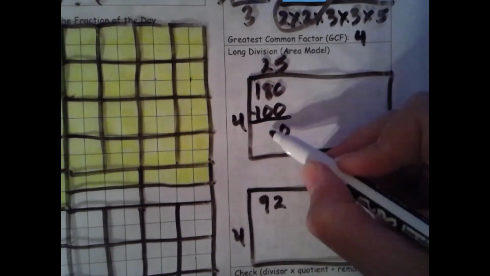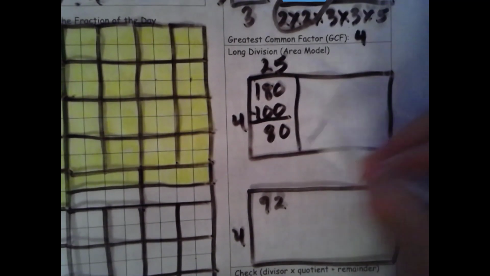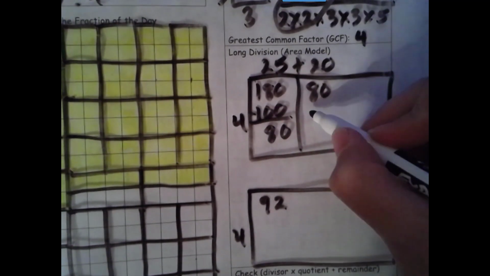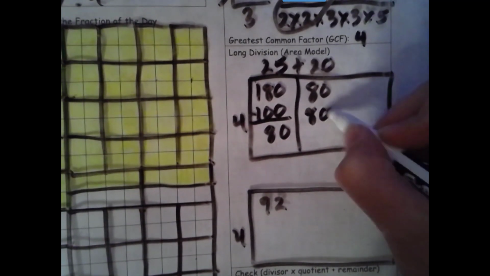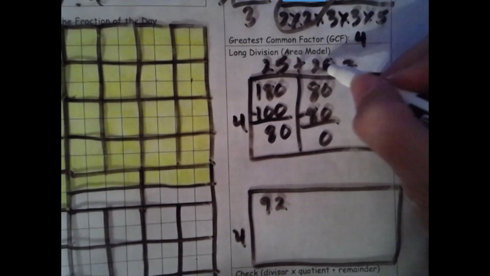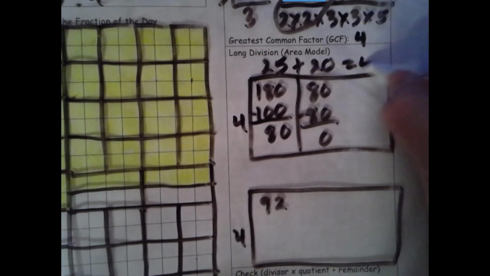Numbers the same, zeros a game. More on top, no need to stop. Let's do 20 times 4 is 80. Numbers the same, zeros a game. Add our partial quotients together. 25 plus 20 is 45.